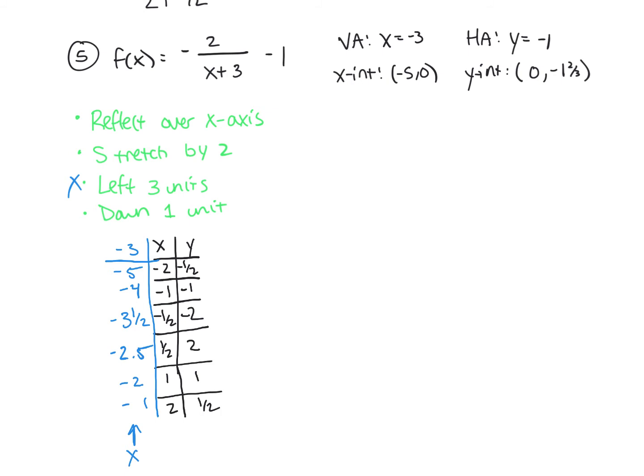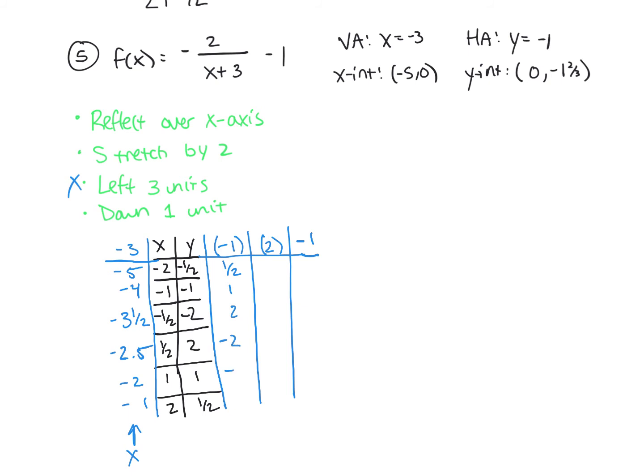And then for our y values, we have 3 things going on. I'll make this kind of big. First, we have a reflection, so that means we're multiplying by -1. Then we have a stretch by 2, so I'm multiplying by 2. And then lastly, we're moving down 1, so I'm actually subtracting 1. So when I multiply everything by -1, I just flip the sign. So that's 1/2, 1, 2, -2, -1, -1/2.